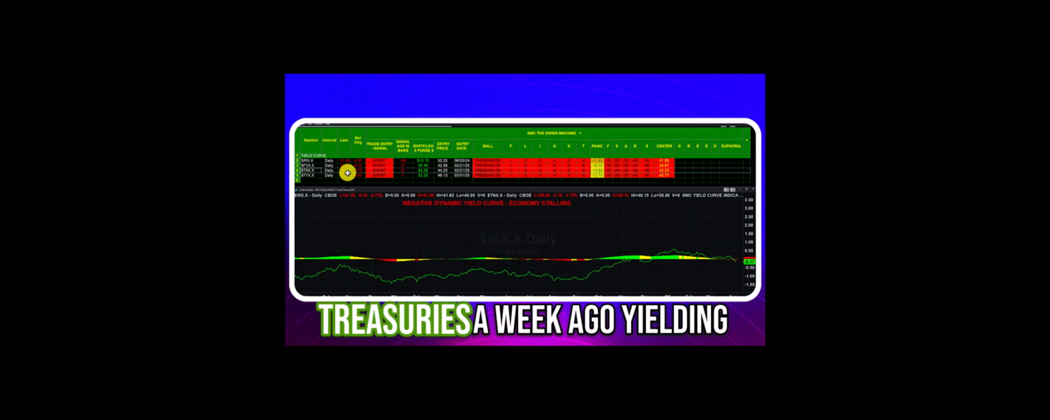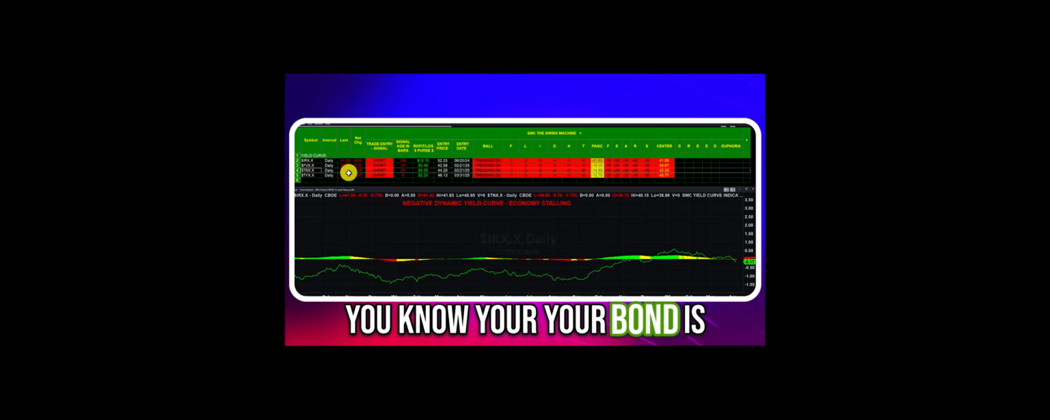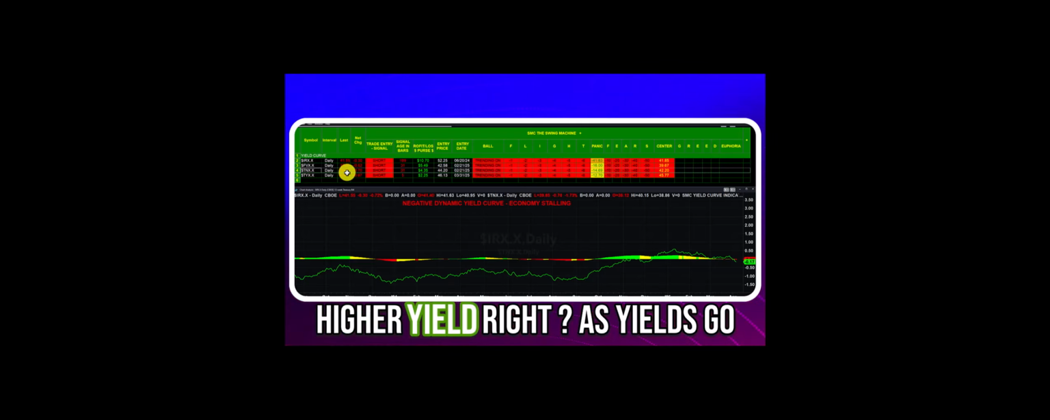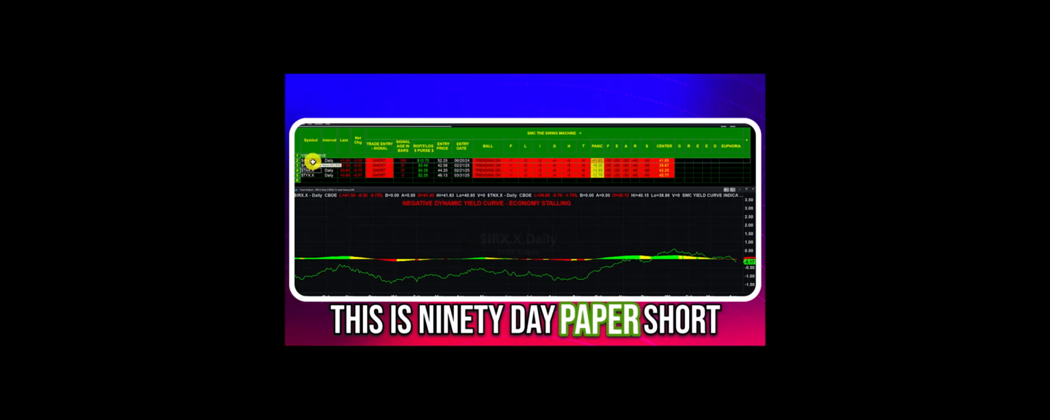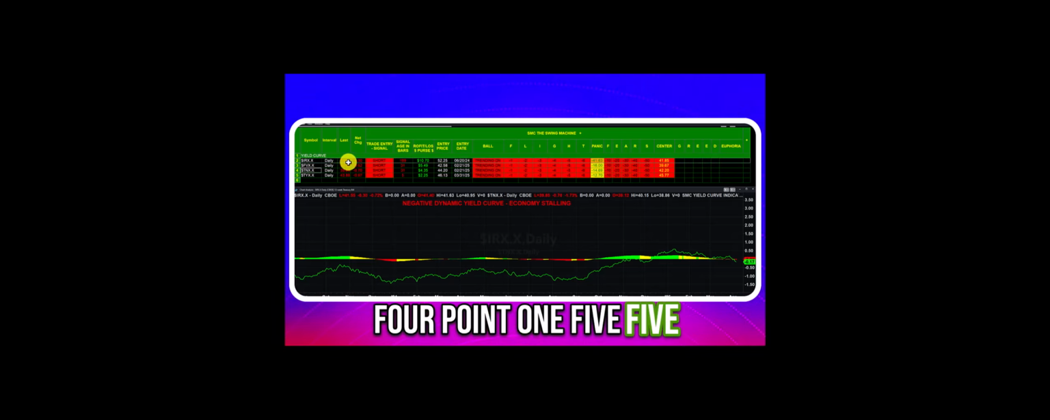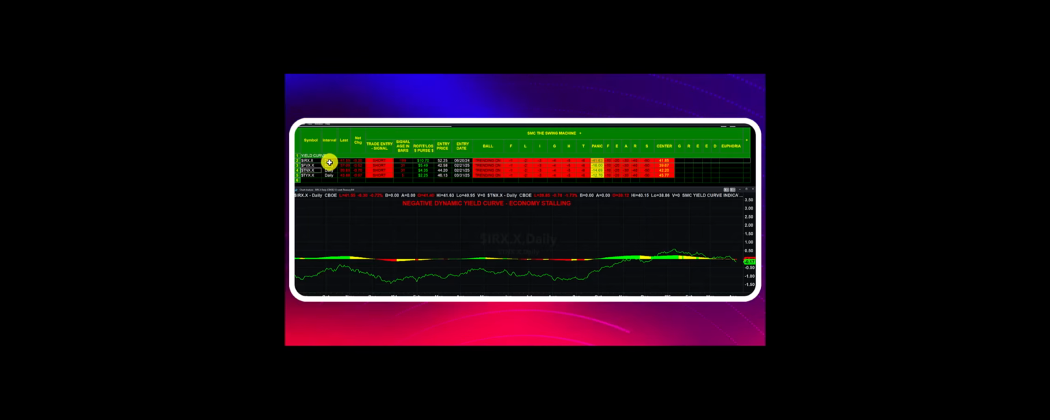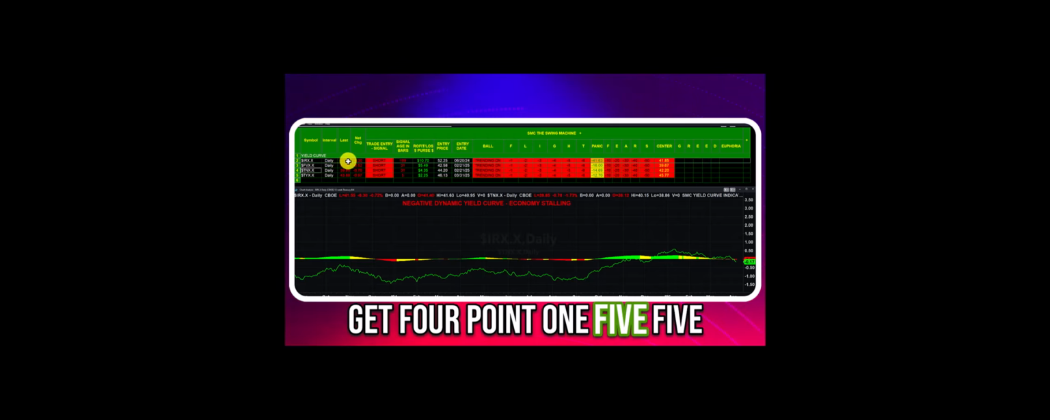Of course, if you bought Treasuries a week ago, yielding much higher, your bond is worth more because it has a higher yield, right? As yields go down, bonds go up, right? This is 90-day paper, short-term paper, and this is the problem. It is now at not 41, but 4.155. Give your money to the Treasury for 90 days, you get a 4.155 interest rate. Give it to them for 10 years, you get less. Doesn't seem to make sense, does it?